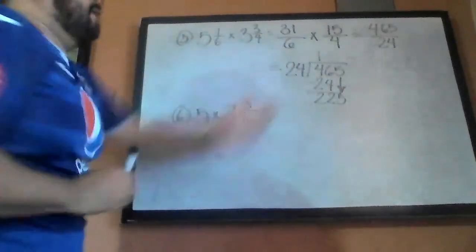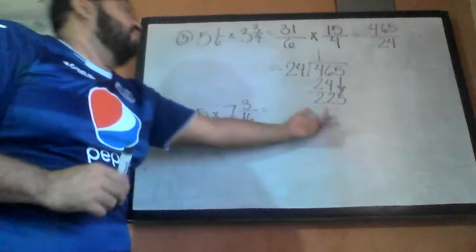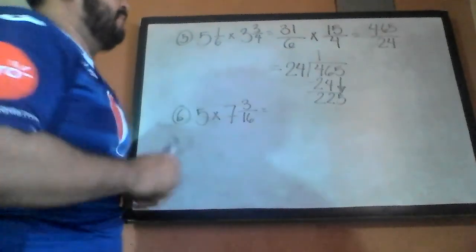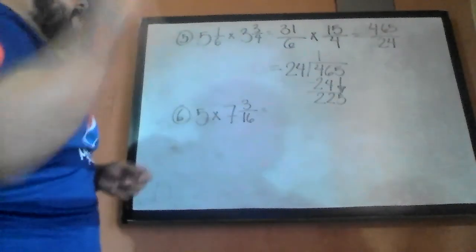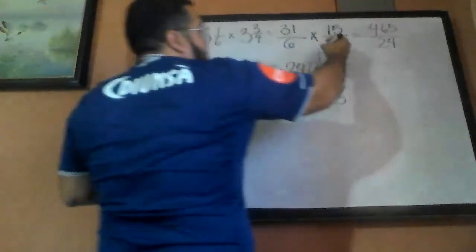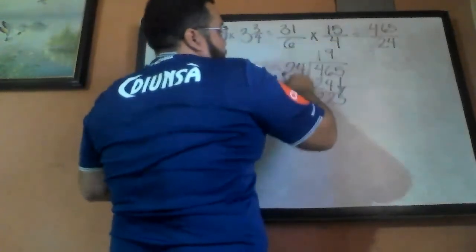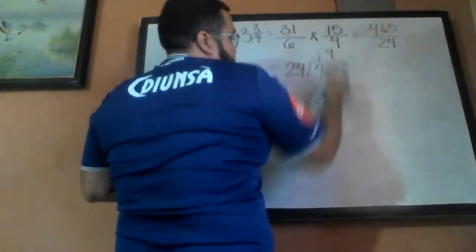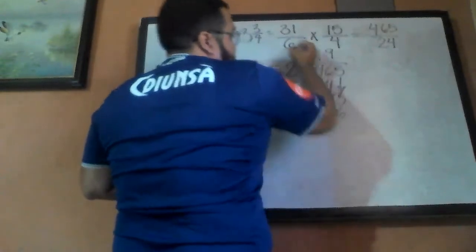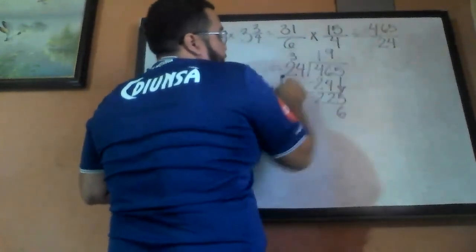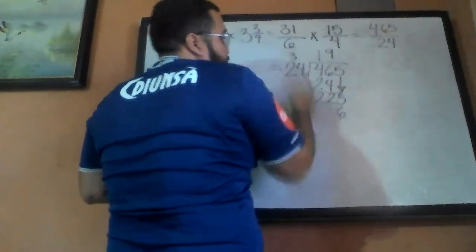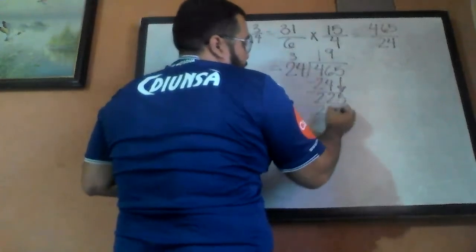If I multiply 24 times 10 is 240. So let's multiply it times 9. 4 times 9, 36. Write 6, carry 3. 9 times 2, 18. Plus 3, 21.